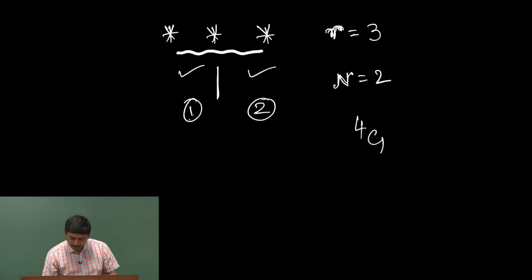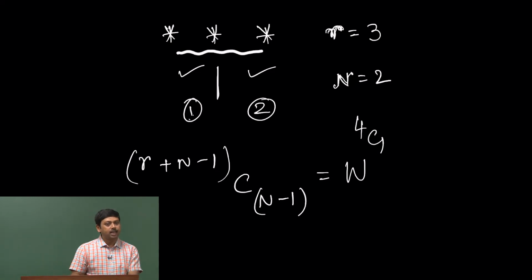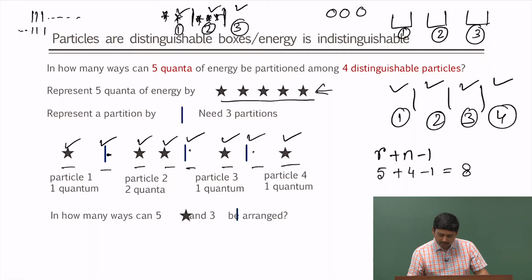So, in general, I have r plus n minus 1 number of items, star and bar included, from which I choose n minus 1 bars, and that is the statistics W for indistinguishable particles in distinguishable boxes or indistinguishable energies in distinguishable particles, whichever way you want to think. Okay. Now, let us go back and see whether it is working or not.